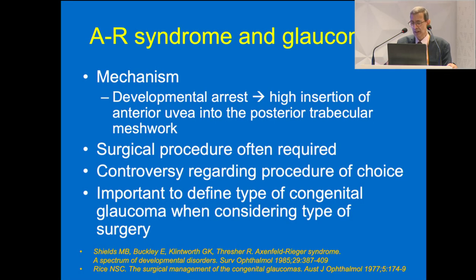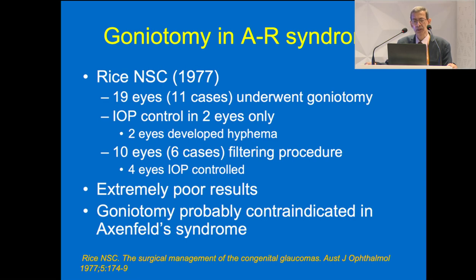Now, Noel Rice in the year 1977 reported a series of 11 cases, 19 eyes, that underwent goniotomy with extremely poor outcome, to the extent that he commented that goniotomy is probably contraindicated in Axenfeld anomaly, or for that matter Axenfeld-Rieger syndrome. Then what is the other alternative? The other alternative is external trabeculotomy.